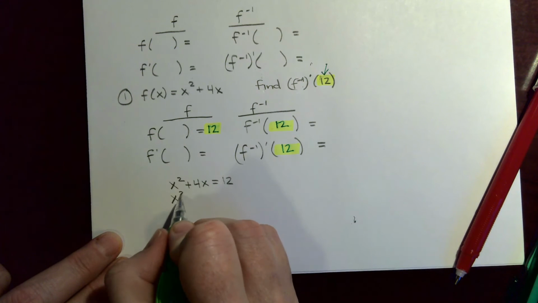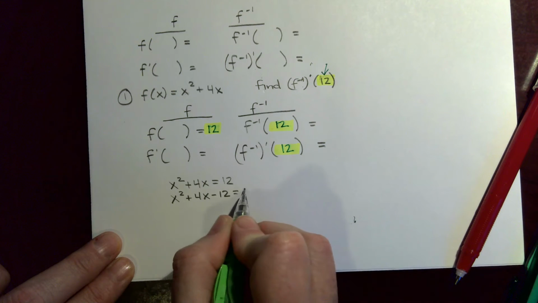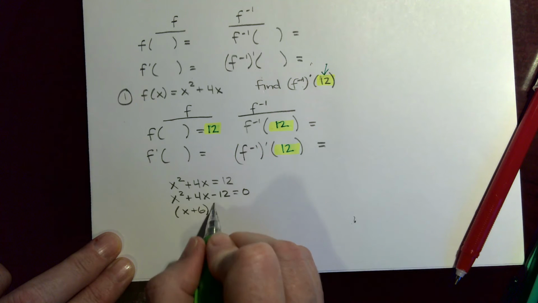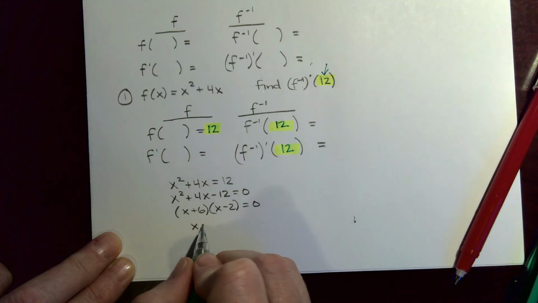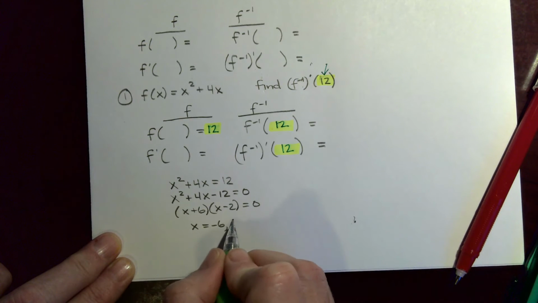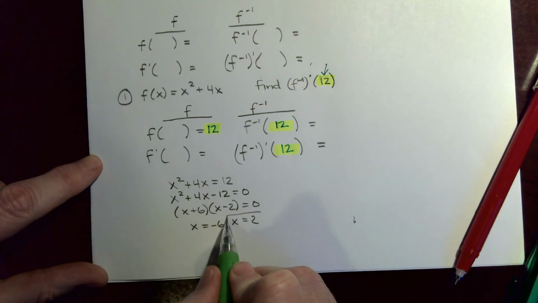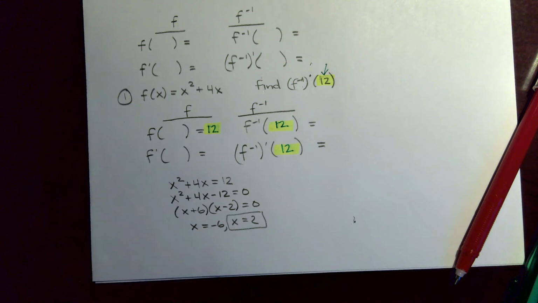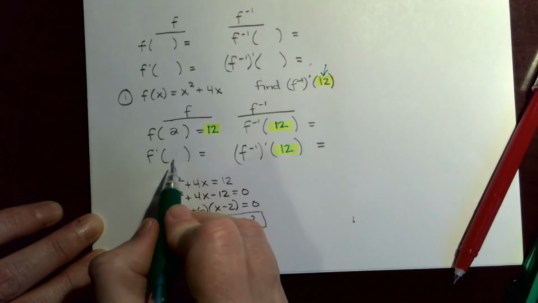So x squared plus 4x minus 12 is 0. So, okay. So we have restricted our domain. We're only going to work with the positives. So f of 2 would give me 12. Okay, so the 2 goes right here. Okay, now I just bring that down here.